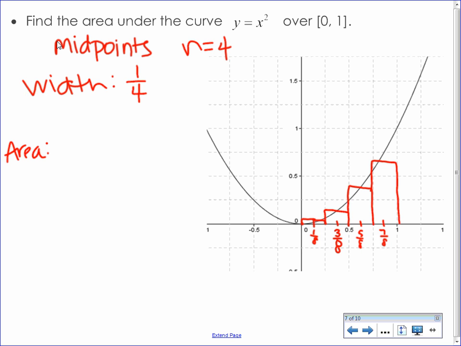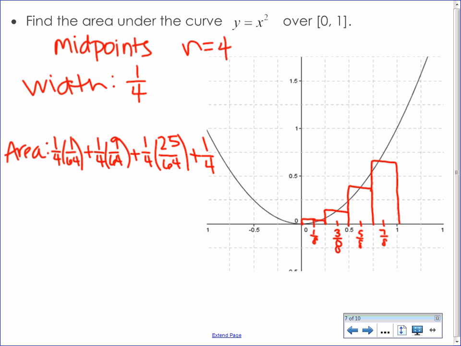So this first rectangle, of course, has width of 1/4. What's the height? 1/64. Remember, we find the height by the y value. Since we have y equals x squared, we're just putting in x squared. At 3/8, what's our height? 9/64. Our third rectangle has height of 25/64, and our last rectangle has height of 49/64.